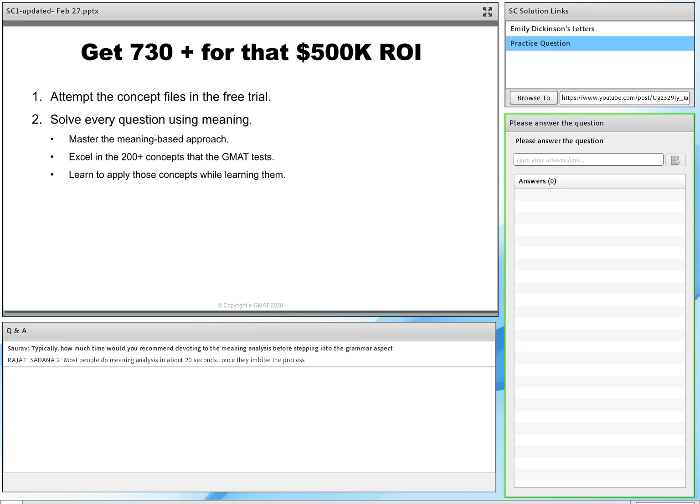If you're not a paid student, make sure you check the free trial out. If you are a paid student, please follow the meaning-based approach. If you have doubts, write to us. Okay.